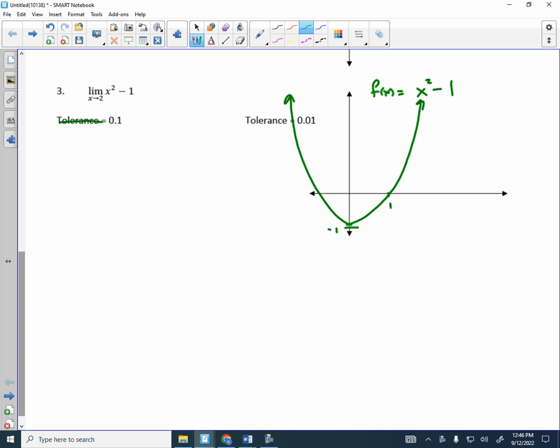Great. What is the a value that we're approaching? We're approaching 2. What is the actual limit? Three. How'd you get 3? 2 squared is 4 minus 1 is 3. Because it says x is going to 2.